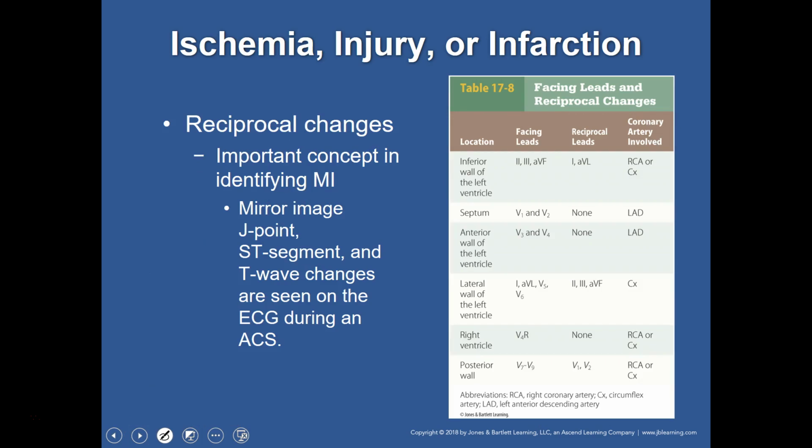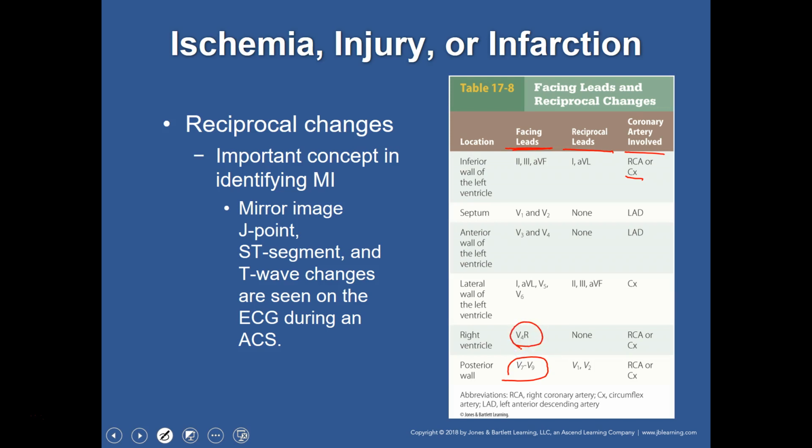So, reciprocal changes, here's what we talk about. You see reciprocal changes. So here's what we're talking about. Our facing leads are the leads that we're looking at. Reciprocal changes are where we should see those opposite changes. And then your coronary artery involved, so your right coronary artery or circumflex right there, your LAD, these are where that's involved. Now, unless you have, I think it's the LifePak 15 maybe, or monitors in the ER, you're probably not going to have something like that. So you're not going to be able to do those posterior leads.